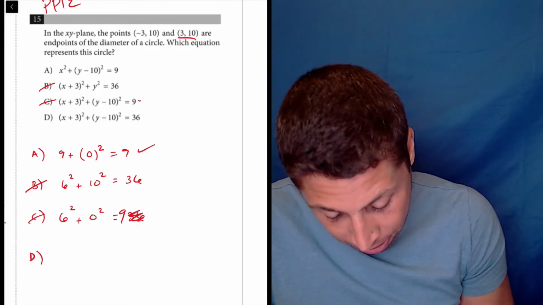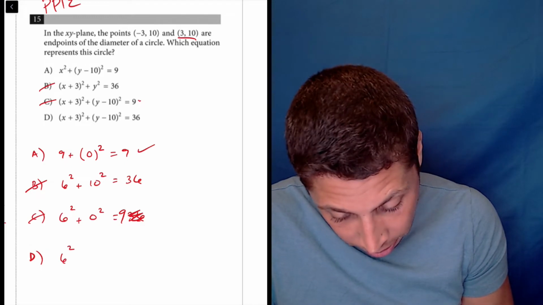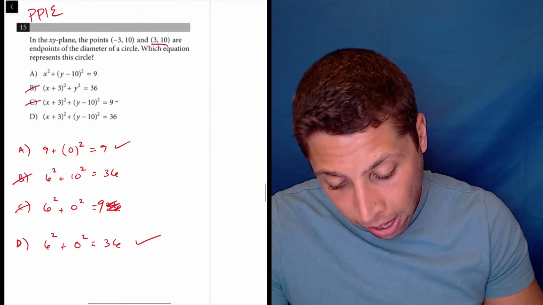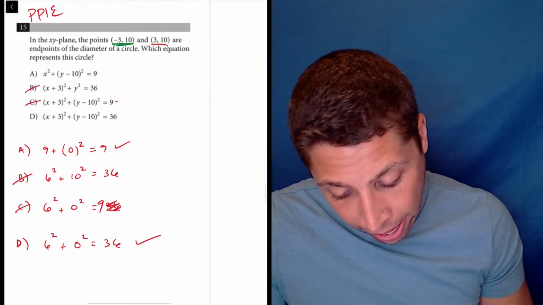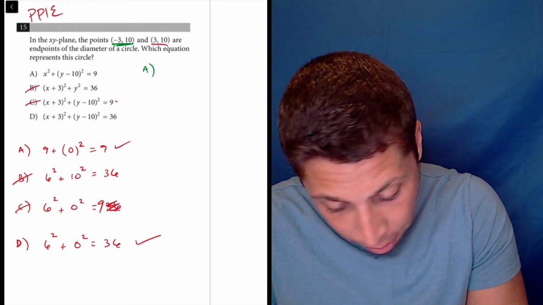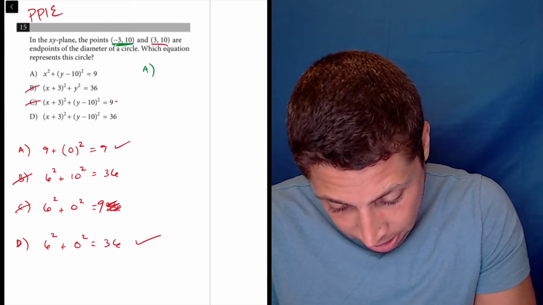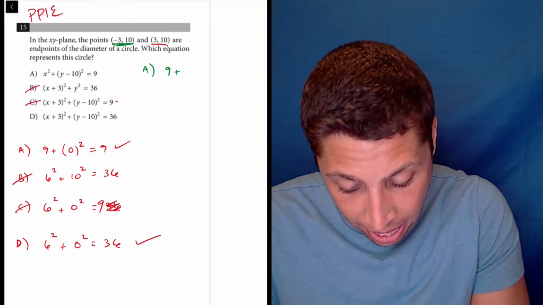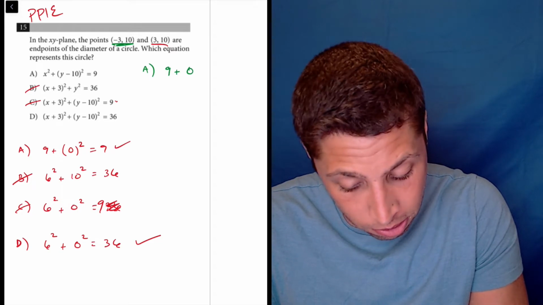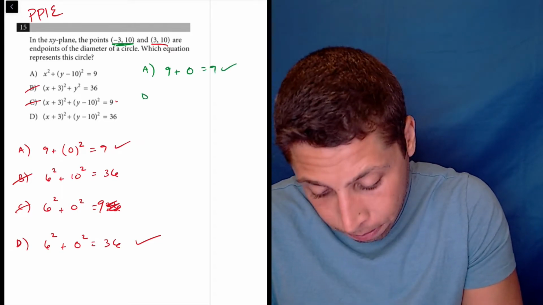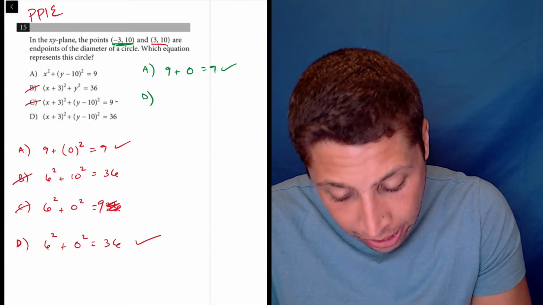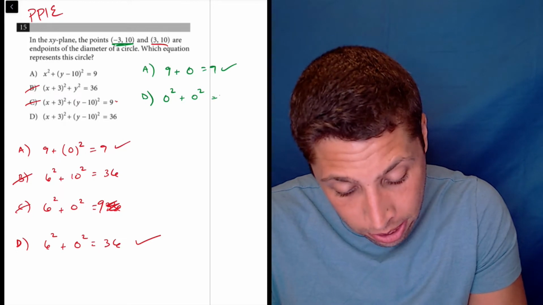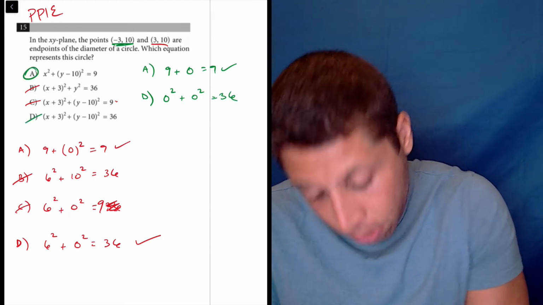And D would be 6 squared plus 0 squared is 36, so that does work. This is not surprising. We can just take the other point and try that out in A and D. So in A, that would be -3 squared is still 9, plus 10 minus 10 is still 0. So 9 plus 0 is 9. That still works. D, this would be -3 plus 3. That's 0 squared, plus 0 squared is 36. Nope. So it's got to be A.